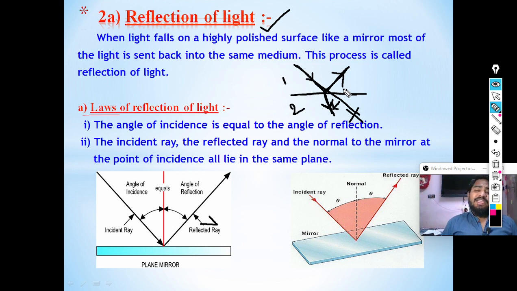Here reflection can take place on any surface. We are able to see transparent objects, translucent objects, and opaque objects also, right? Because whatever the surface is, when light falls on it, some of it gets reflected, and that reflected light reaches our eye, and then we can see the object clearly, right?